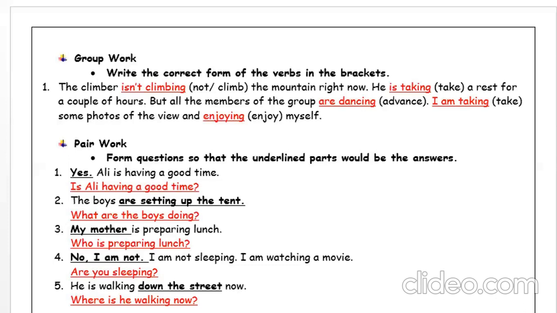Number four, no, I'm not, so I should form a yes or no question according to our sentence here. The suitable question is, are you sleeping? No, I'm not. I'm not sleeping. I'm watching a movie. The last one, he is walking down the street now. So I'm asking about the place. The suitable WH question word is where, and then I should change between the subject and verb to be. Question: where is he walking now? And our answer is, he is walking down the street now.